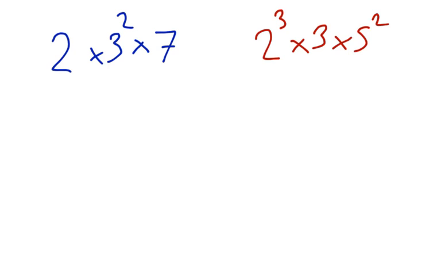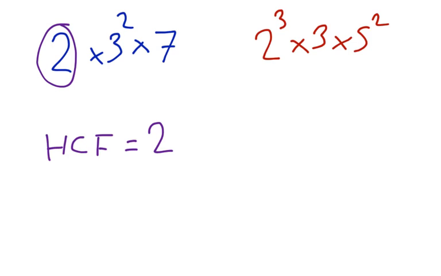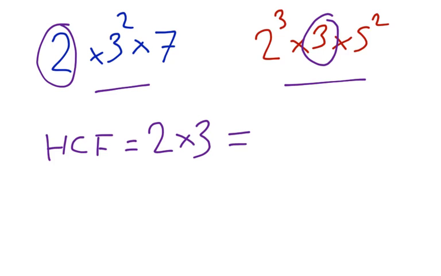Excellent. So to find the highest common factor first, we choose the smallest power of each number that appears. Well, the smallest power of 2 is just this 2 here. The smallest power of 3 is this 3 over here. For 5, there are no 5s on this side, so we don't include any 5s. And for 7, there are no 7s on this side, so we don't include any 7s. So the highest common factor is just 2 times 3, which is 6.